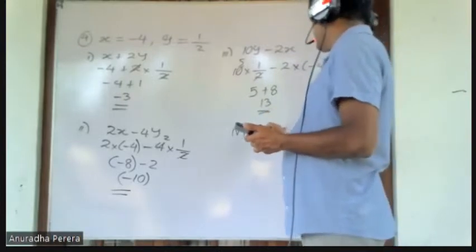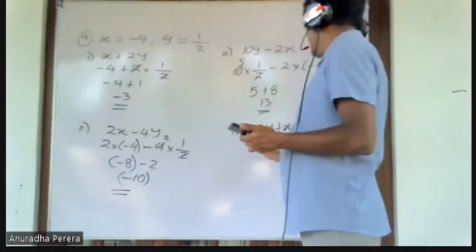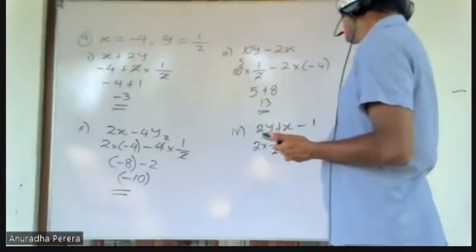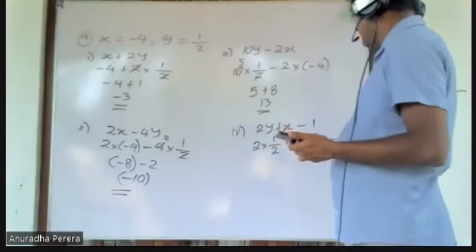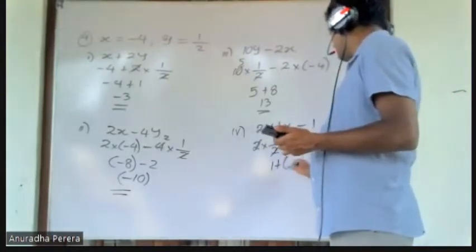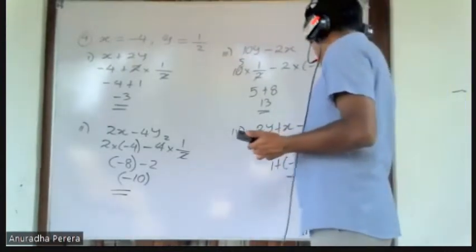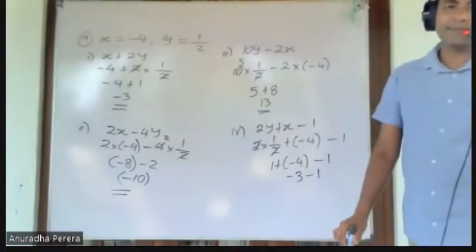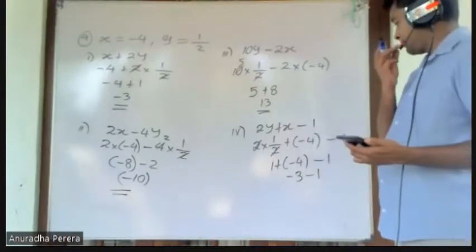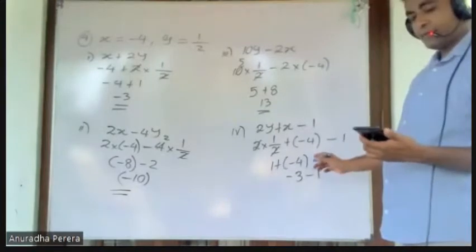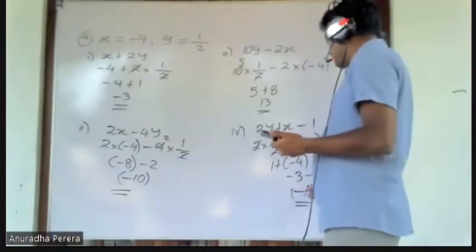Last question. 2y plus x minus 1. 2 times half, x is minus 4, minus 1. That is 1 plus minus 4 minus 1. The value of the first two is minus 3. Then minus 3 minus 1. What is the final answer? Minus 4. Yes, it is minus 4.